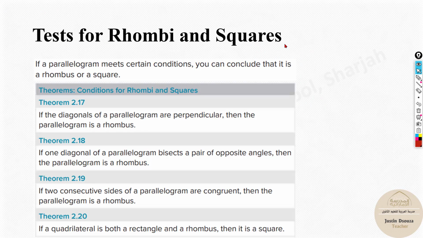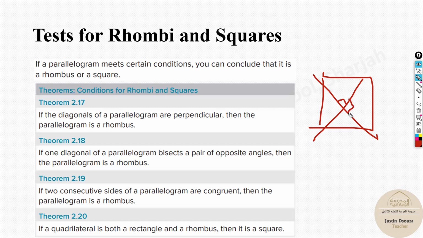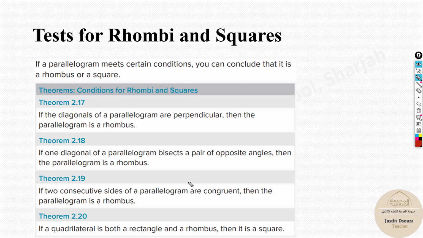If the diagonals of a parallelogram are perpendicular, then the parallelogram is a rhombus. Yes. If the diagonals are perpendicular, like these are 90 degrees, then yes, it's a rhombus. If one diagonal bisects the opposite angles, then yes, it's a rhombus.